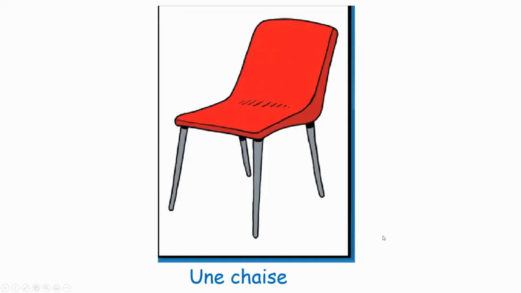Let's keep going. Une chaise. That means a chair. Repeat with me. Une chaise. Okay, shout out, masculine or feminine? Go. Well done. Hopefully you said feminine. It's got an E on the end, which tells us this word is feminine.